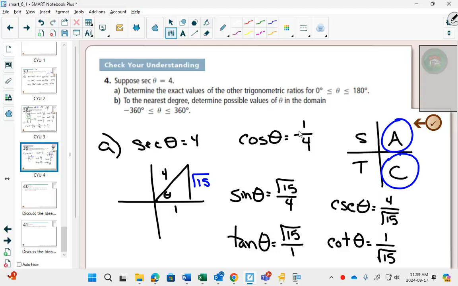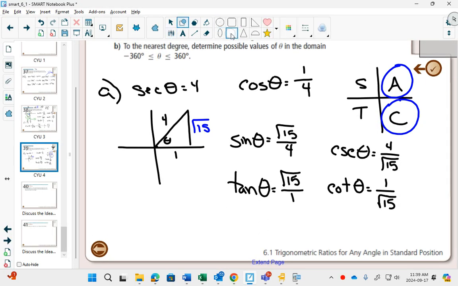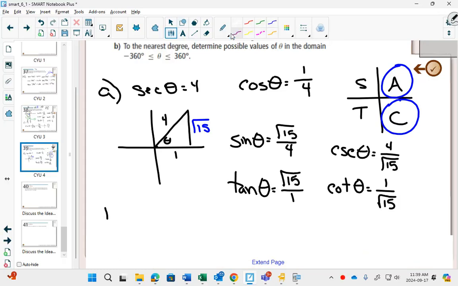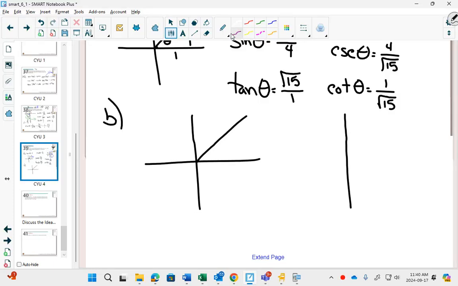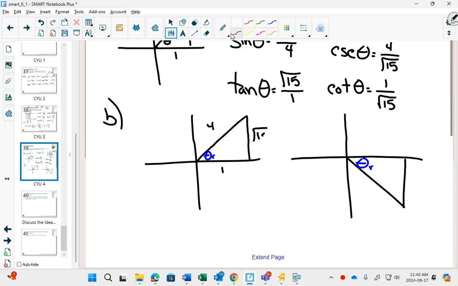Now for part B, now they're saying find what theta is, but instead of just looking from 0 to 180, go all the way from negative 360 to 360. Will that now include quadrant 4? Yes. So I'm going to draw a picture. I'm going to redraw the 1 in quadrant 1. And I'm also going to draw the same angle in quadrant 4. So on both of them, this is technically my reference angle. And on both of them I draw a triangle back to the nearest x-axis. And we already figured out that this was 1, this was 4, this is root 15. It'll be the same here. This is 1, this is 4, this is root 15.